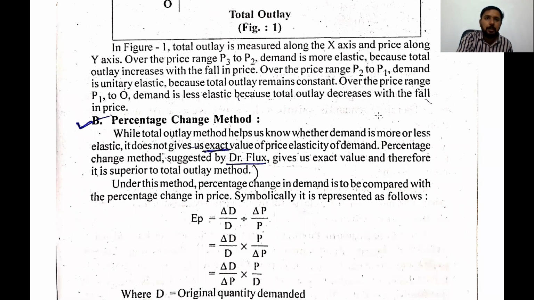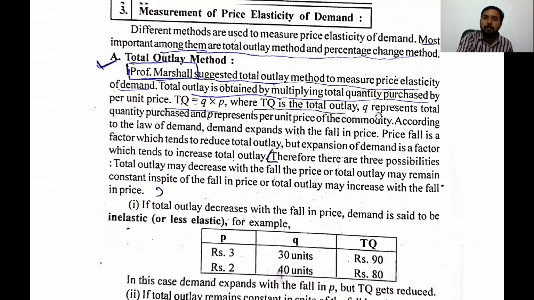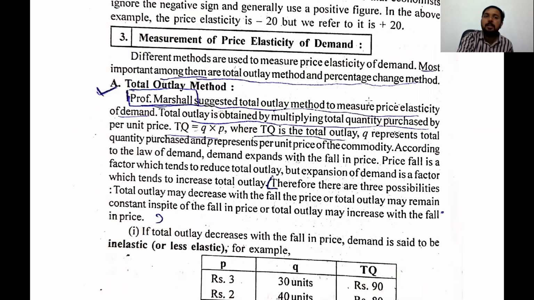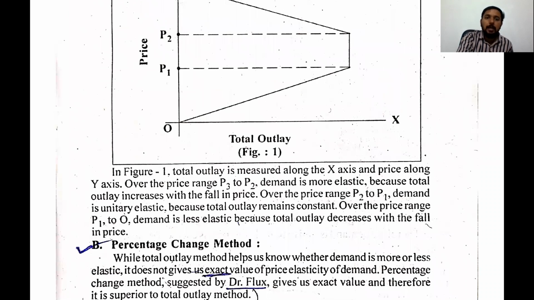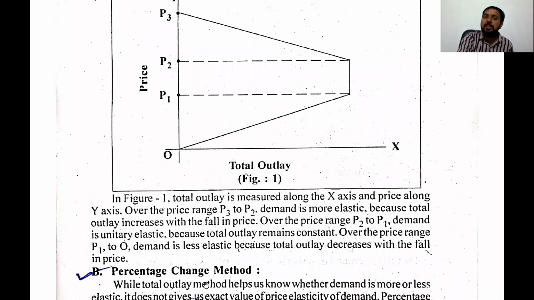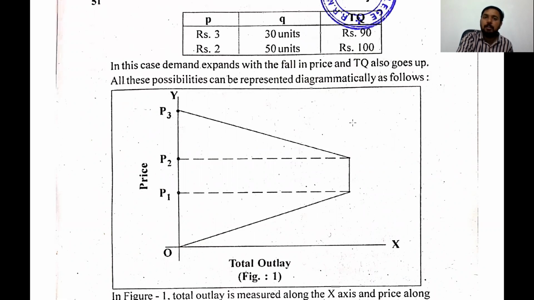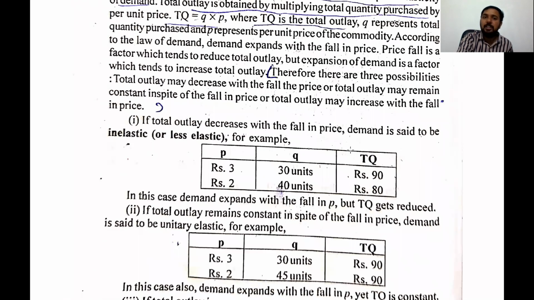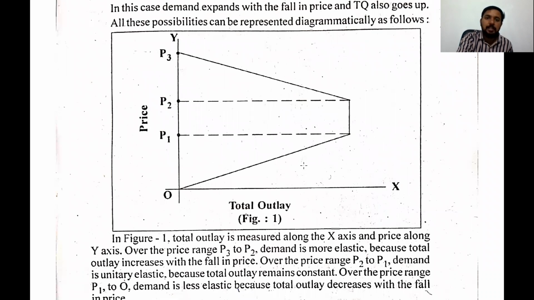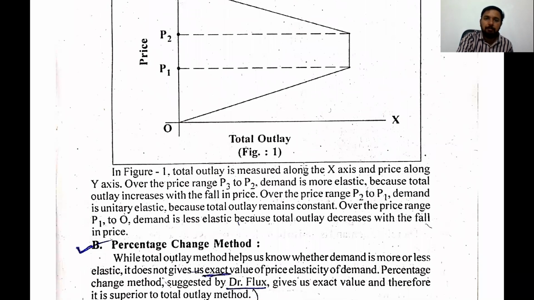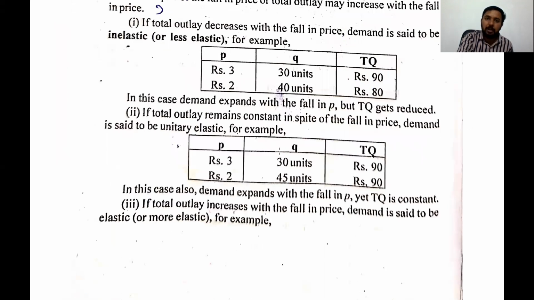Now we will move further to the percentage change method. As we know, there are two different methods of measurement of price elasticity of demand, under which we have already discussed the total outlay method, and now we will see the percentage change method. But before starting, I would like to explain it even better: this one is inelastic, this one is unitary, and this one is more elastic. So guys, here we are given the three different situations of the price elasticity of demand in the total outlay method.